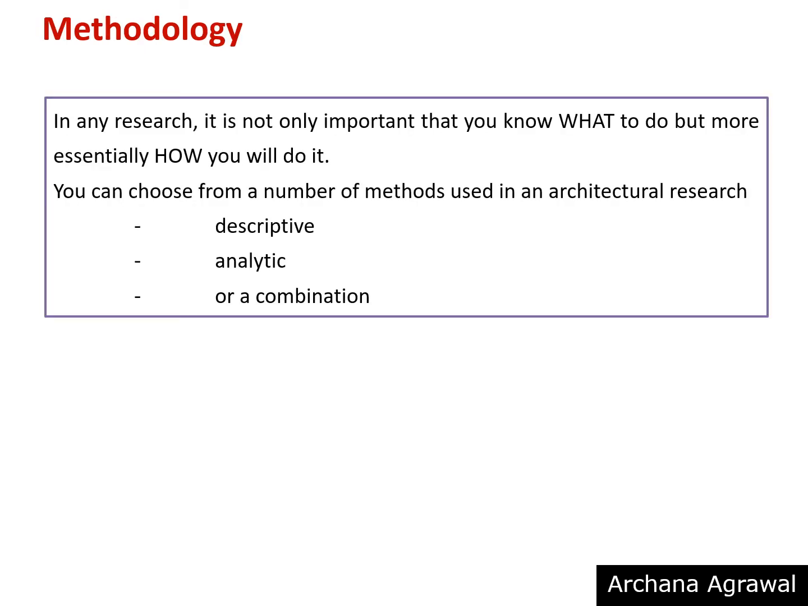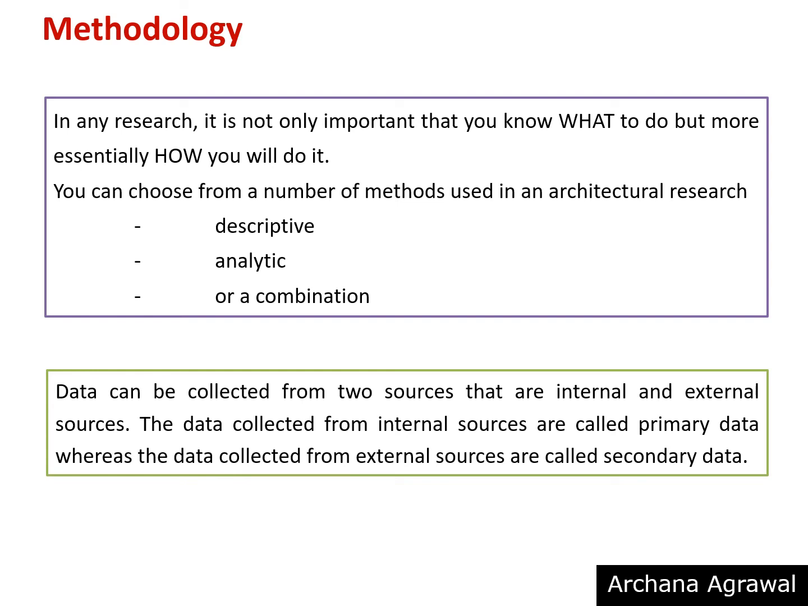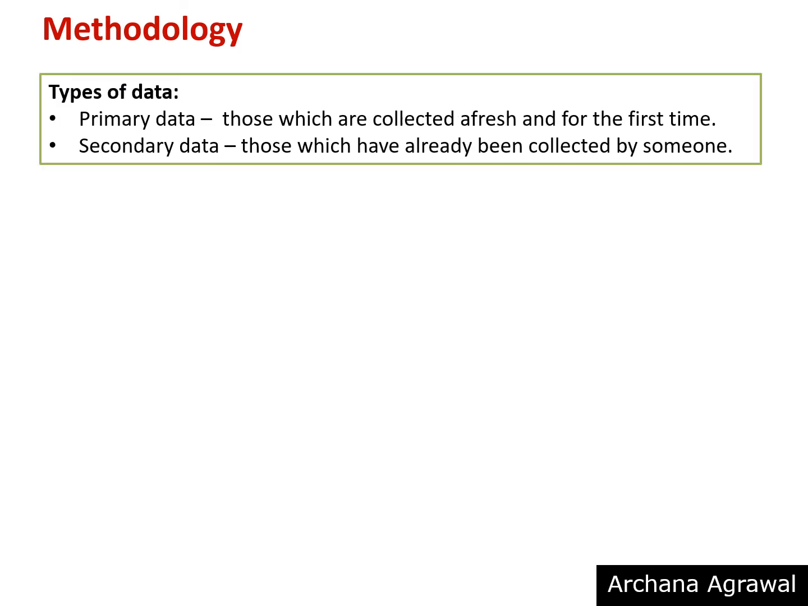In any research, it is not only important that you know what to do, but more essentially how you will do it. You can choose from a number of methods used in an architectural research. They may be descriptive, analytic, or a combination. Data can be collected from two sources, that is internal and external. The data collected from internal sources are called primary data, whereas the data collected from external sources are called secondary data. Primary data are those which are collected afresh and for the first time, and thus happen to be original in character. Secondary data, on the other hand, are those which have already been collected by someone and which have already been passed through the statistical process.